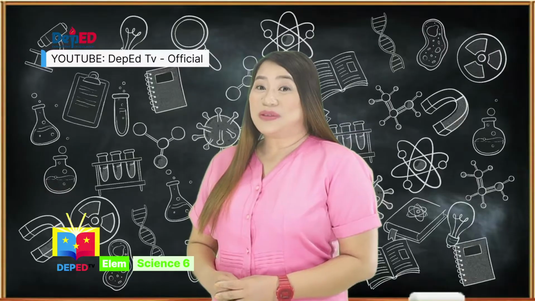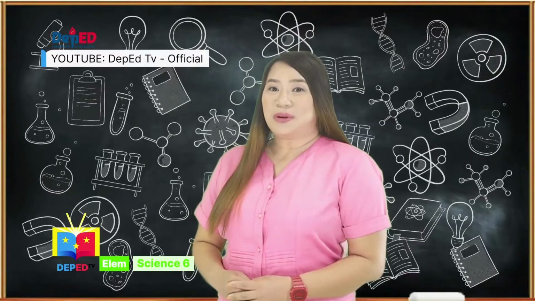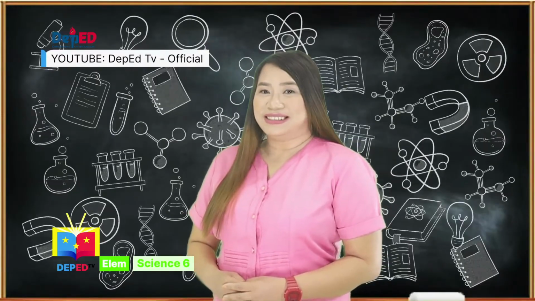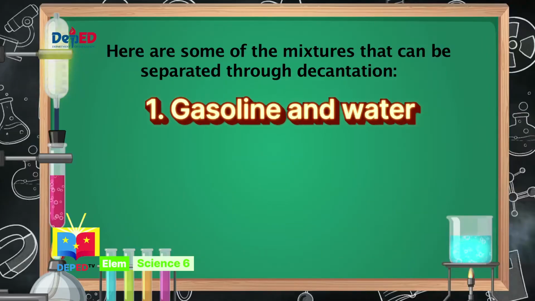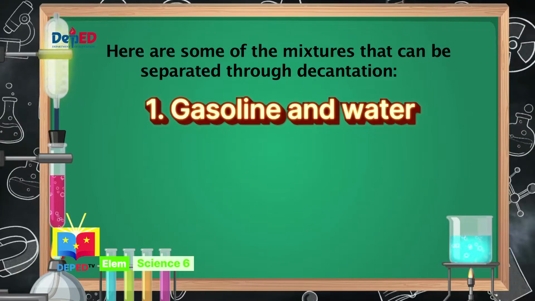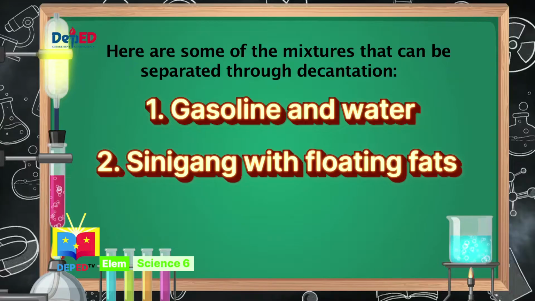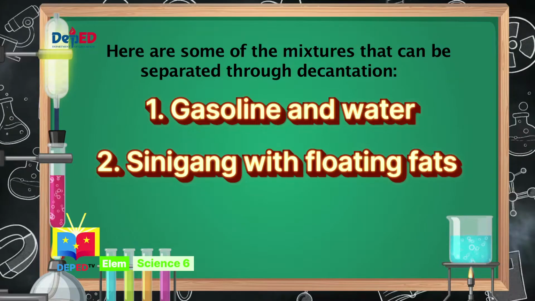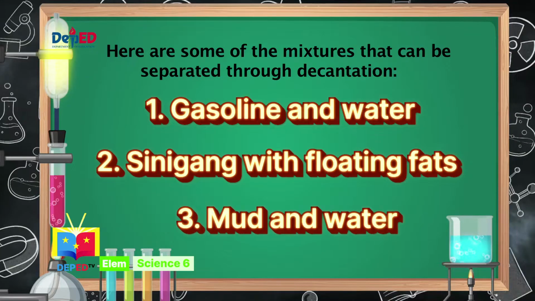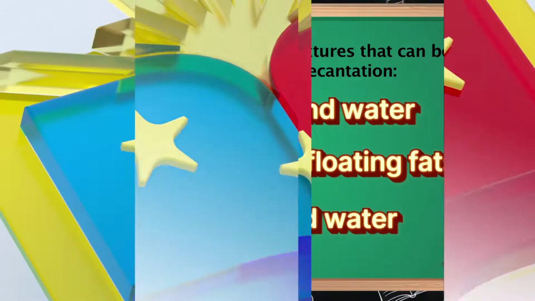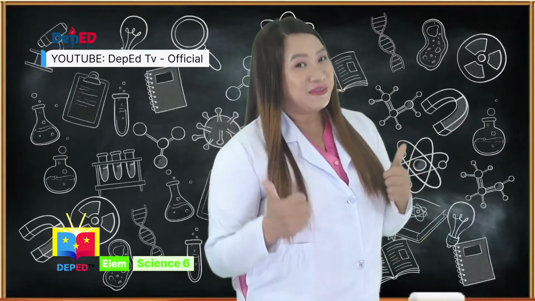Here are some of the mixtures that can be separated through decantation. Number 1, gasoline and water. Number 2, sinigang with floating fats. Number 3, mud and water. Let's have our activity time!